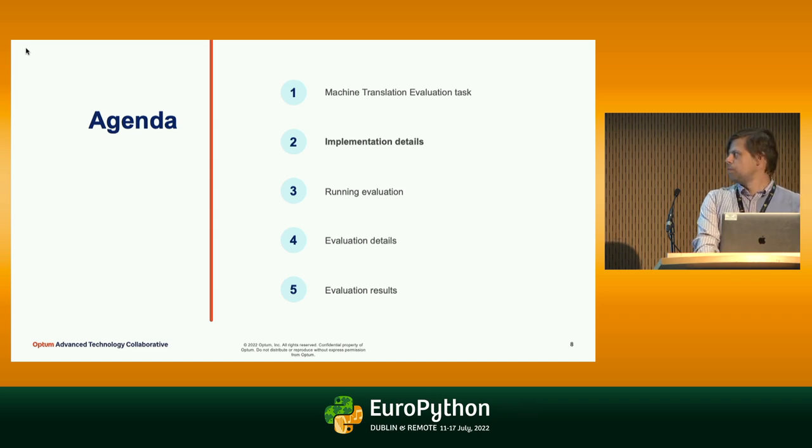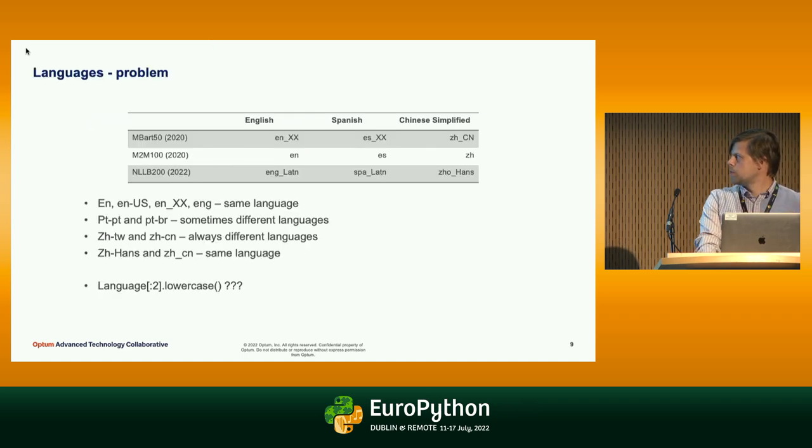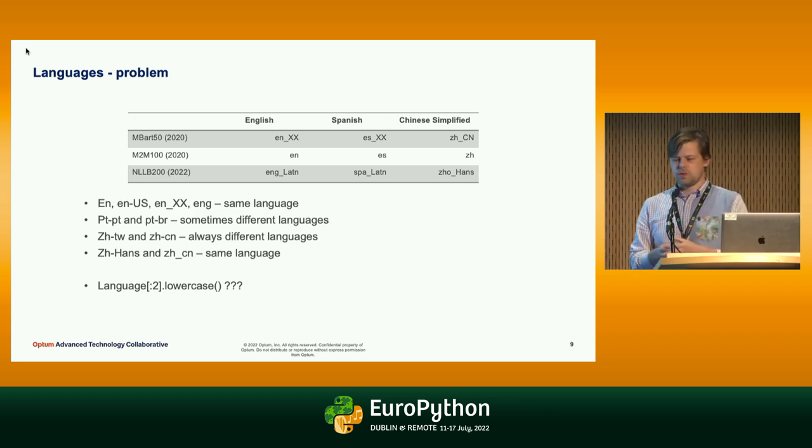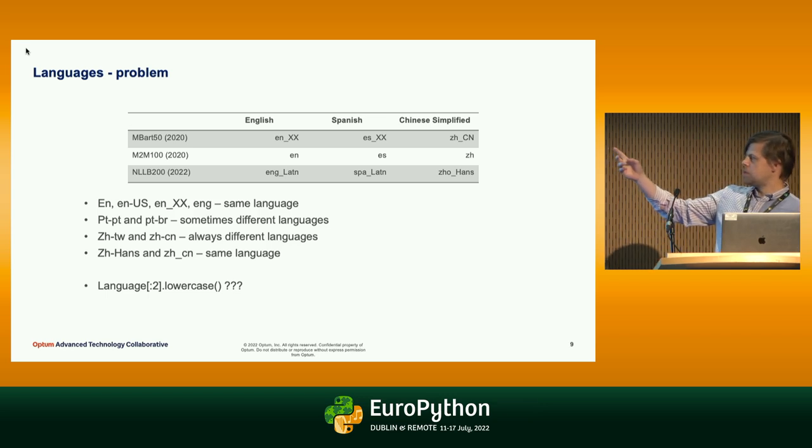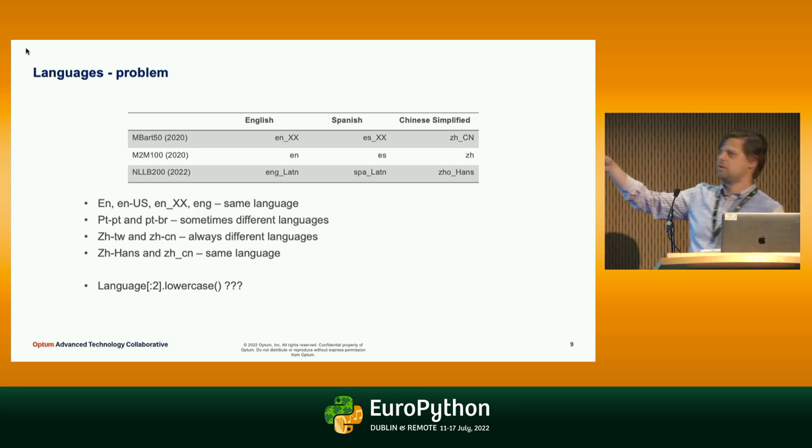A little bit about implementation details. The first problem, my personal one, is the language. We work with machine translation, so we need to know what language we are working with, from what language you want to translate. An example here is three models from Facebook made by the same team, each one a year apart.